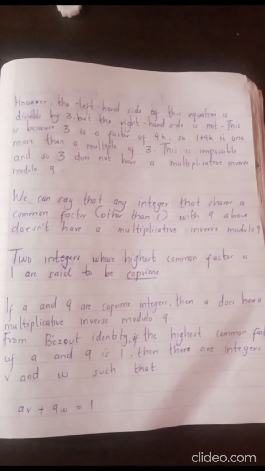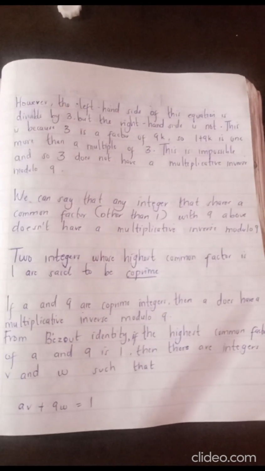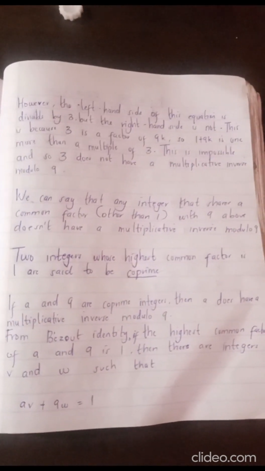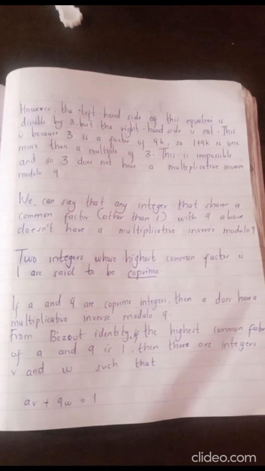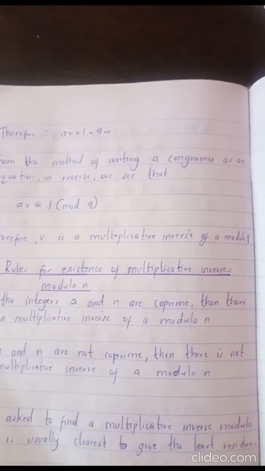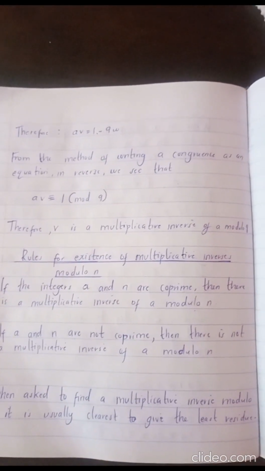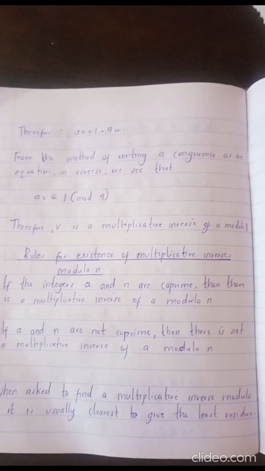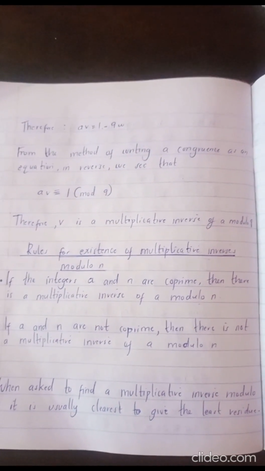From Bézout's identity, which we've learned earlier, if the highest common factor of a and 9 is 1, then there are integers v and w such that av plus 9w is equal to 1. Therefore, av is equal to 1 minus 9w. From the method of writing a congruence as an equation in reverse, we see that av is congruent to 1 modulo 9. Therefore, v is a multiplicative inverse of a modulo 9.